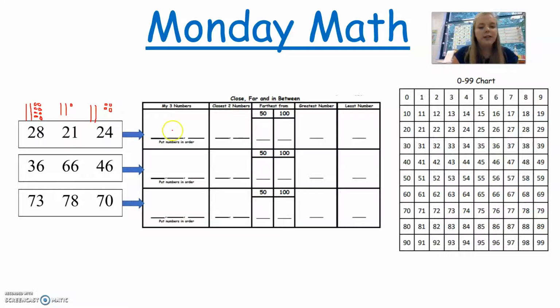Alright, so now I need to put them in order. So to find out which one comes first, which one's the least? They all have two groups of 10s, so I need to look at my ones. This has 8 ones, this has 1, and this has 4 ones. Which has the fewest number of ones? That's right, 21. Perfect. Alright, which one comes next? 24. And what comes last? 28, because it had the most ones.